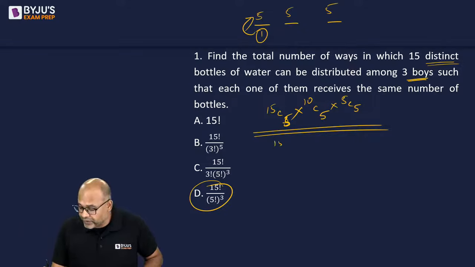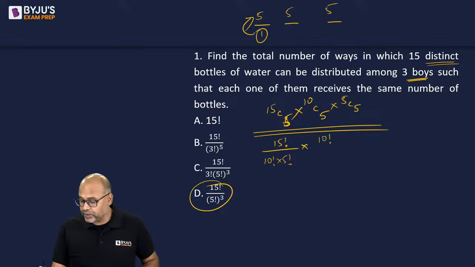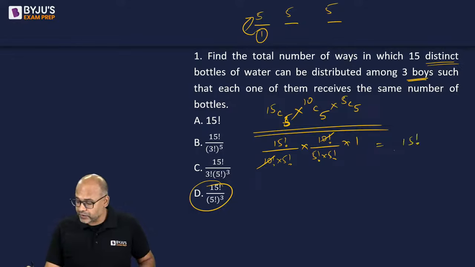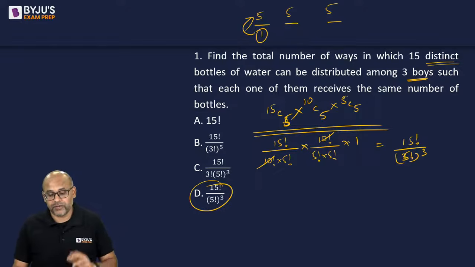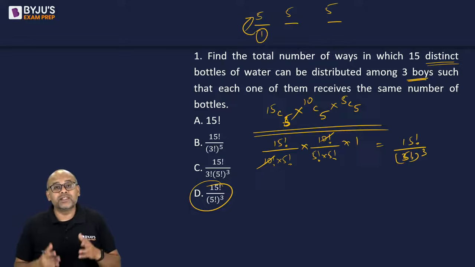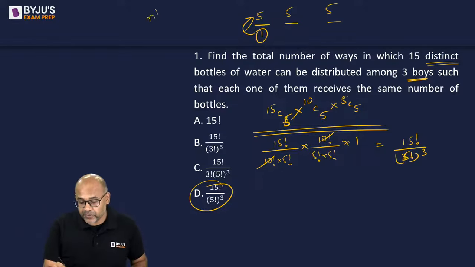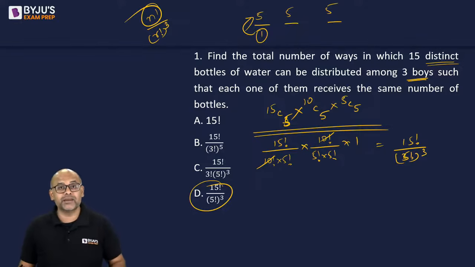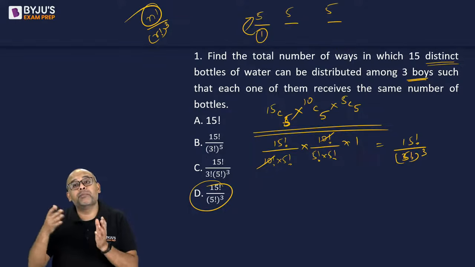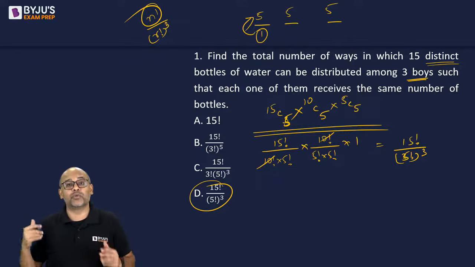So this is basically 15 factorial by (15 minus 5), which is 10 factorial into 5 factorial, and 10C5 is 10 factorial by (10 minus 5) factorial into 5 factorial, into 5 factorial into 1. So this 10 factorial and 10 factorial get cancelled, and therefore you'll get the answer as 15 factorial by 5 factorial whole cube. You can also remember this as n factorial by r factorial whole cube, where n is the total number of distinct items and r is the number of items that each person is supposed to get.